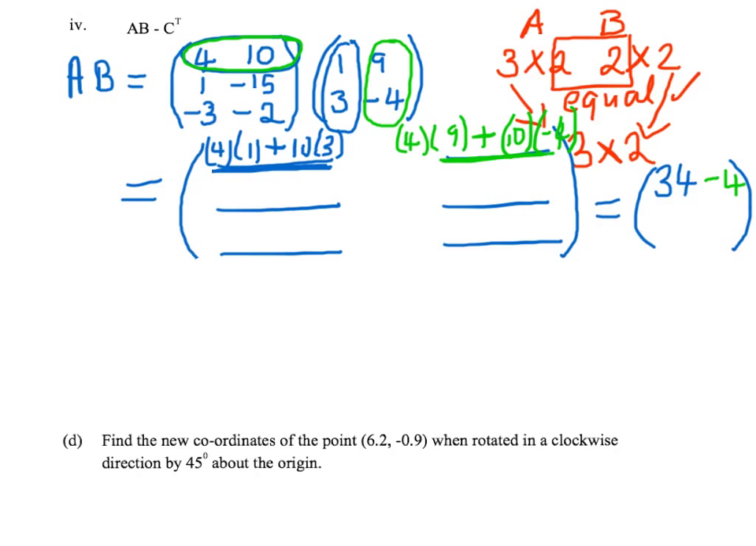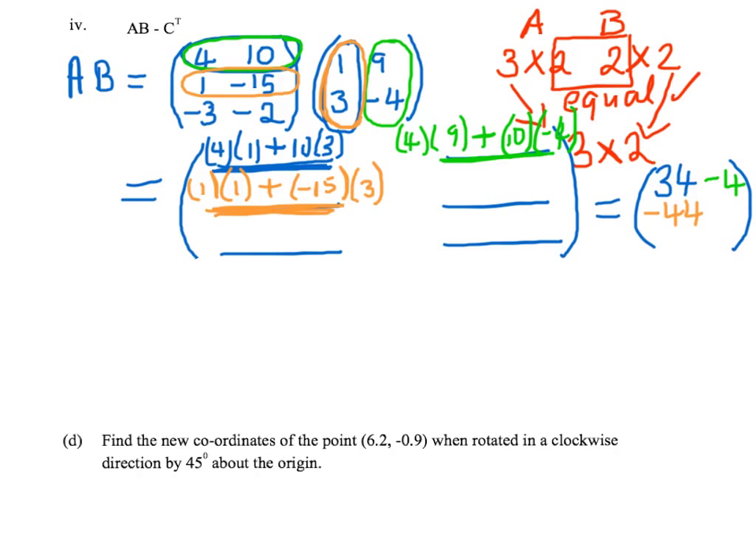Now I'm going to work out the element that's in this position here, which is in the second row, first column. So what I do is I take the second row of matrix A and I multiply it by the first column of matrix B. So what I get is that it's 1 multiplied by 1 plus minus 15 multiplied by 3. So when I do that, 3 multiplied by minus 15 is minus 45, minus 45 plus 1 is going to give me minus 44.